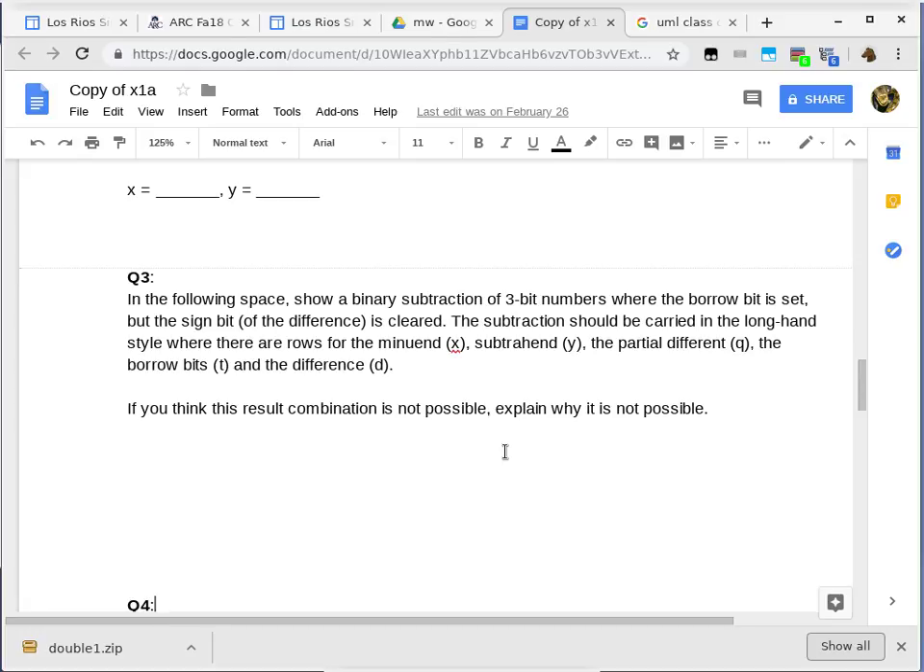Question number 3. In the following space, show a binary subtraction again of 3-bit numbers where the borrow bit is set but the sign bit is cleared. The subtraction would be carried out in the longhand style where the rows are for x, y, the partial difference q, the borrow bit t, and the difference z. And if you think this combination is not possible, explain why it is not.